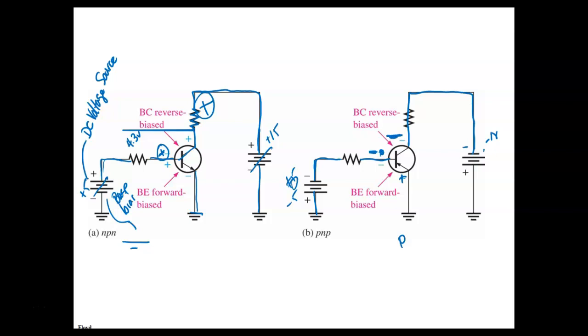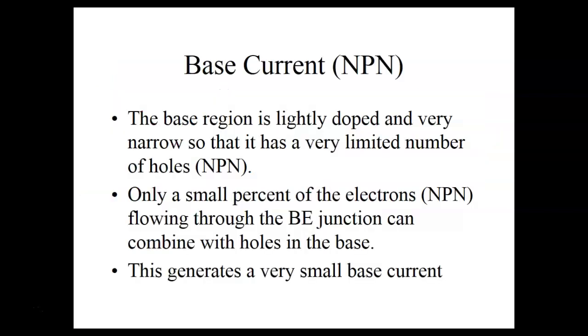In this thing, the conduction path, if we're doing electron flow, would be this. And we're going to very seldom in transistors deal with electron flow. We're going to just say current flow. The base region is lightly doped and very narrow so that it has a very limited number of holes. Only a small percentage of the electrons flowing through the base-emitter junction can combine with holes in the base. This generates a very small base current.